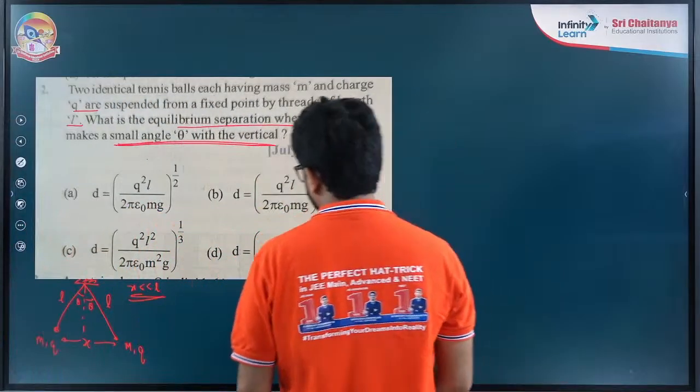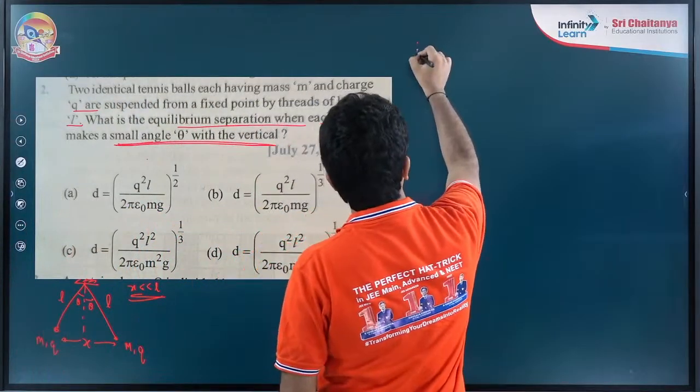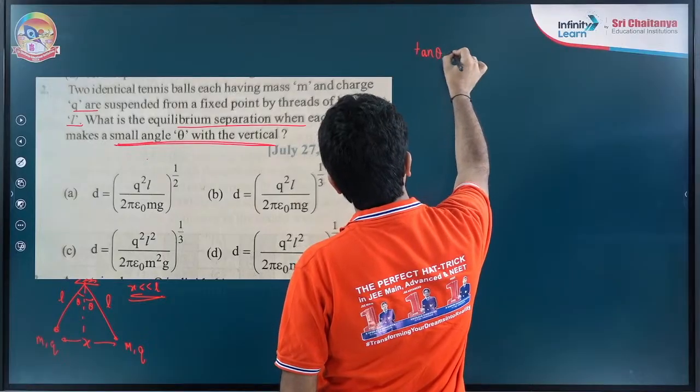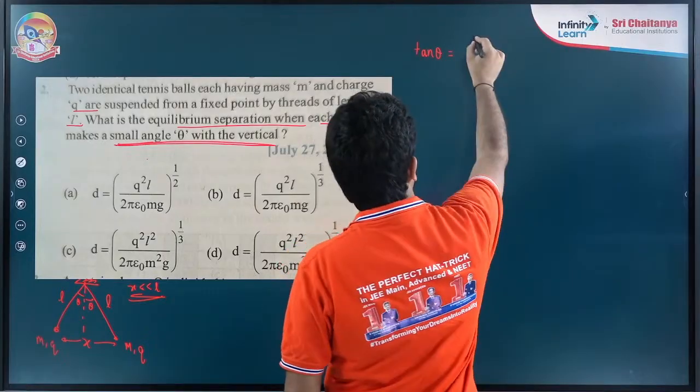So we can write from here a very simple thing, tan theta first. What is tan theta? Tan theta is equal to Fe by mg.